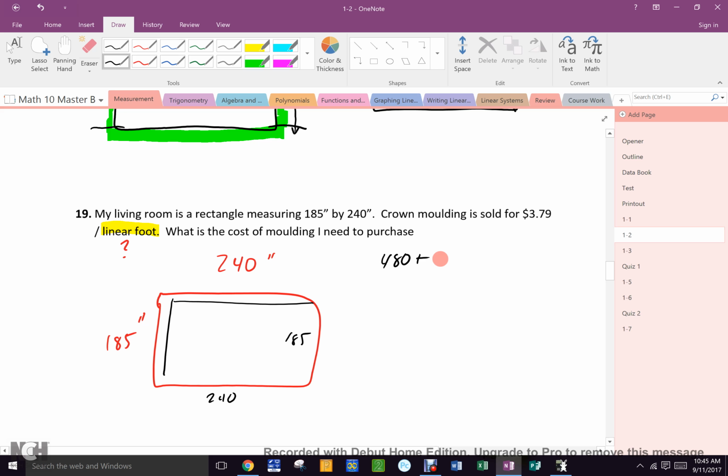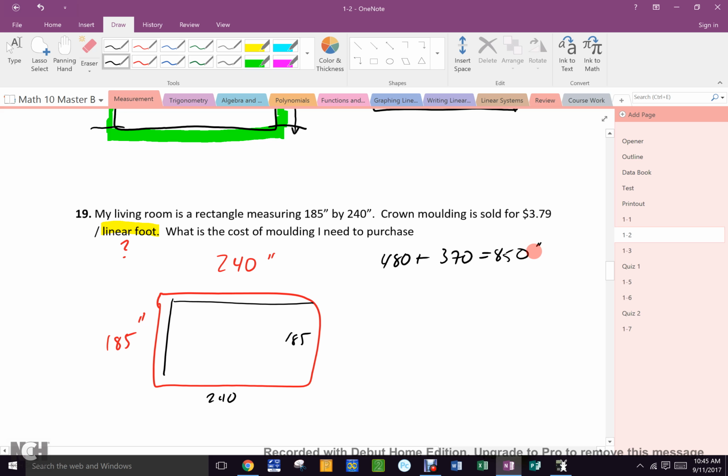Do you know it in your head? Probably not. So you add it up, and what do you get? What do you get when you add 185 and 185? 370. So then I add that, and what do I get? So I need 850 inches of crown molding, right?